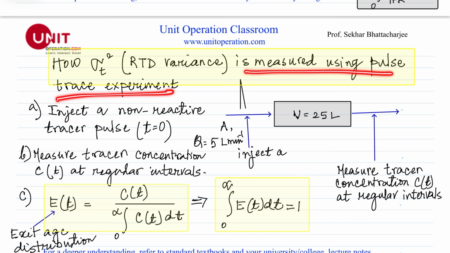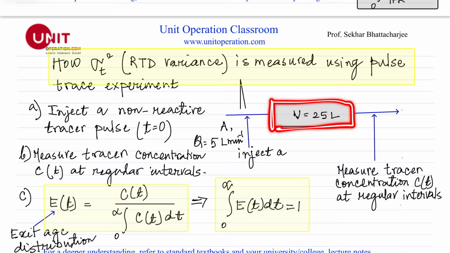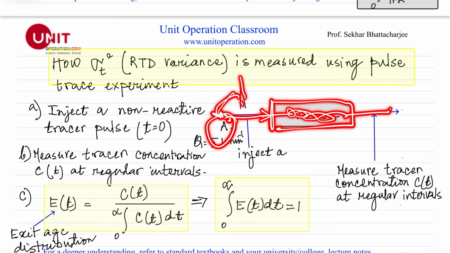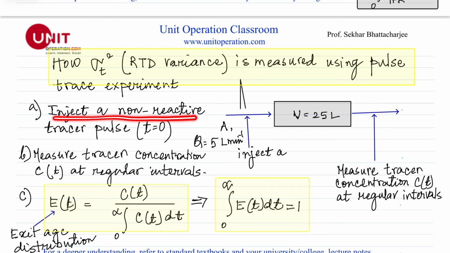So this slide now shows you how experimentally we can calculate the standard deviation from an actual reactor. The data which have been given here, how was that calculated? What we do, let's say this is my actual reactor, we inject a tracer, which of course is going to be non-reactive. There should not be any reaction because we are determining the hydrodynamics inside the reactor. So inject a non-reactive tracer pulse at t equal to 0, again a Dirac delta function.